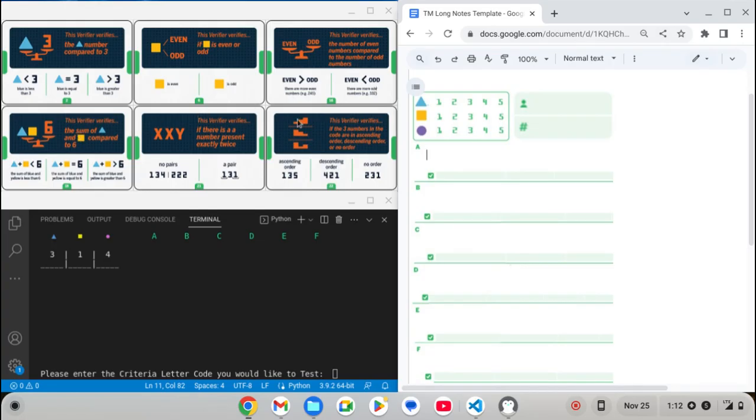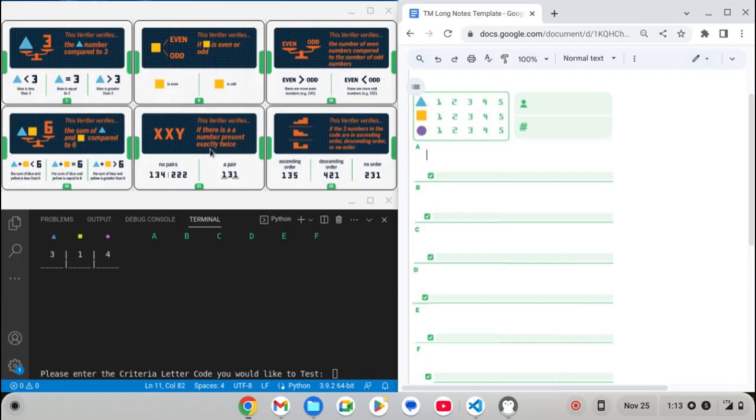Criteria card D will take a look at our first 2 digits, triangle and square, add them up, and compare the sum to the number 6. So should the value of the sum be less than 6? Should it be equal to 6? Or should the sum be greater than 6?